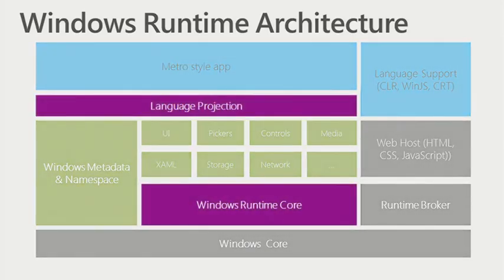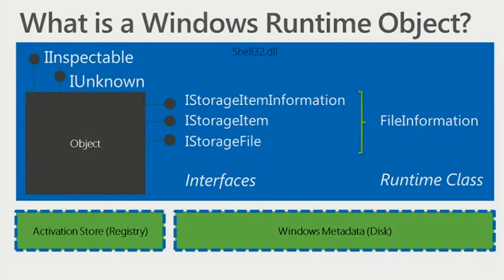So now let's look at the role of the Windows Runtime Core, which is like the type system, and then what the language projections on top of all of those APIs actually do, what their role is. So here's the structure of a Windows Runtime object. This is the file information object that you could actually find in the WinMD files as well.